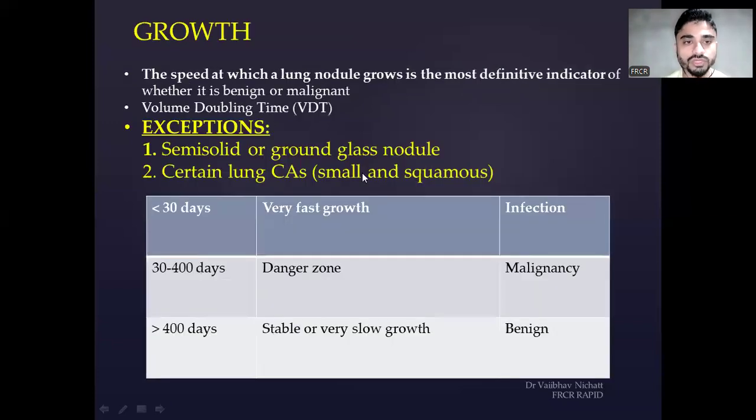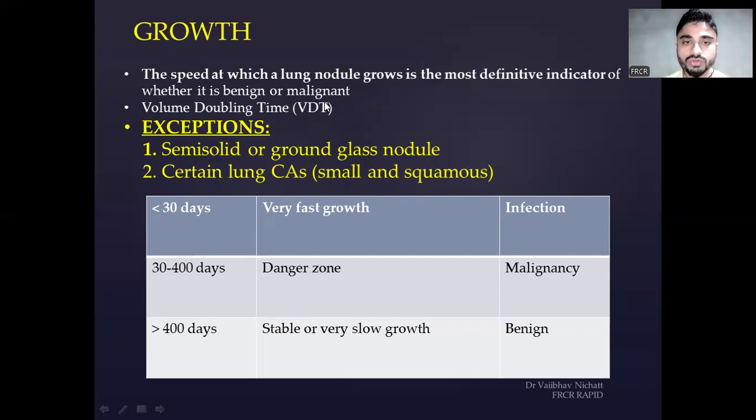Coming to the growth. So what is growth? Growth is the speed at which a lung nodule grows and is the most definitive indicator of whether the lung nodule is benign or malignant. In order to comment upon growth, you don't have to measure the lung nodule only in two dimensions, like in most HRCT chest reports, where the lung nodule is only measured in two dimensions. Since we are talking about how to differentiate lung nodules, benign versus malignant, volume doubling time is taken.